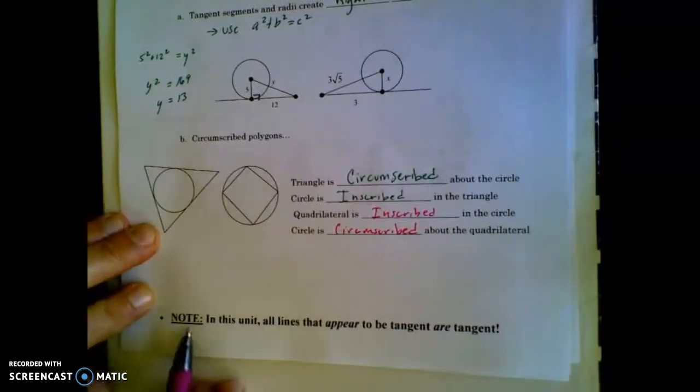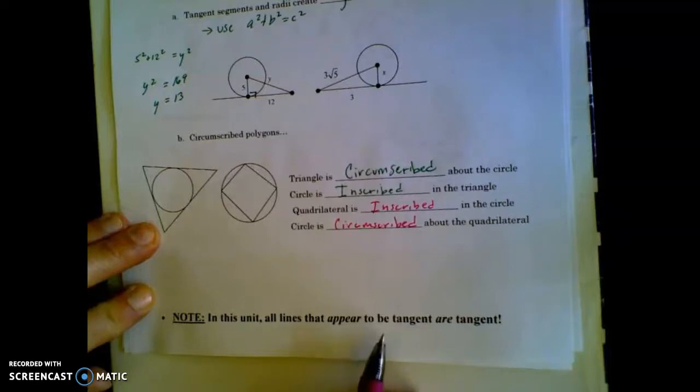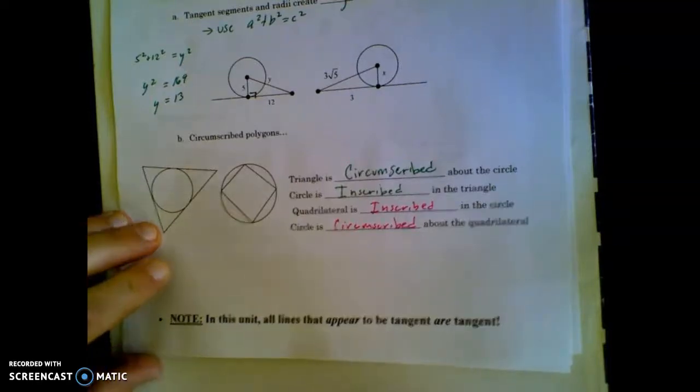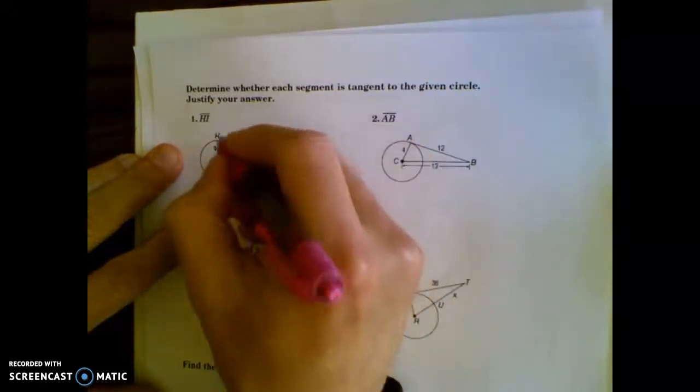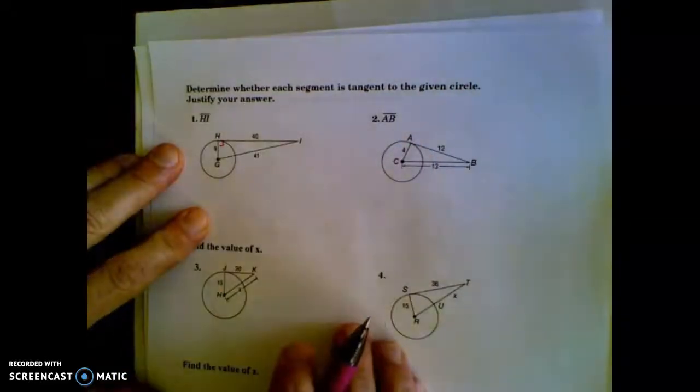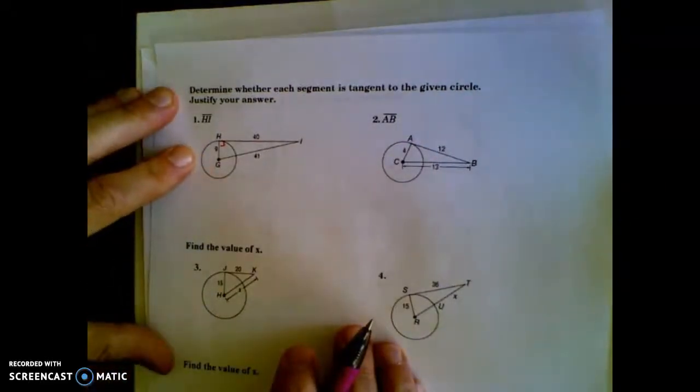Just for this unit, note, in this unit, all lines that appear to be tangent are totally going to be tangent. So you don't have to prove that it is or anything like that. So different types of problems we're going to see here. Again, tangent and radius, this is always going to give us a right angle right here. Because of that, I have a right triangle, which means I could use Pythagorean theorem.